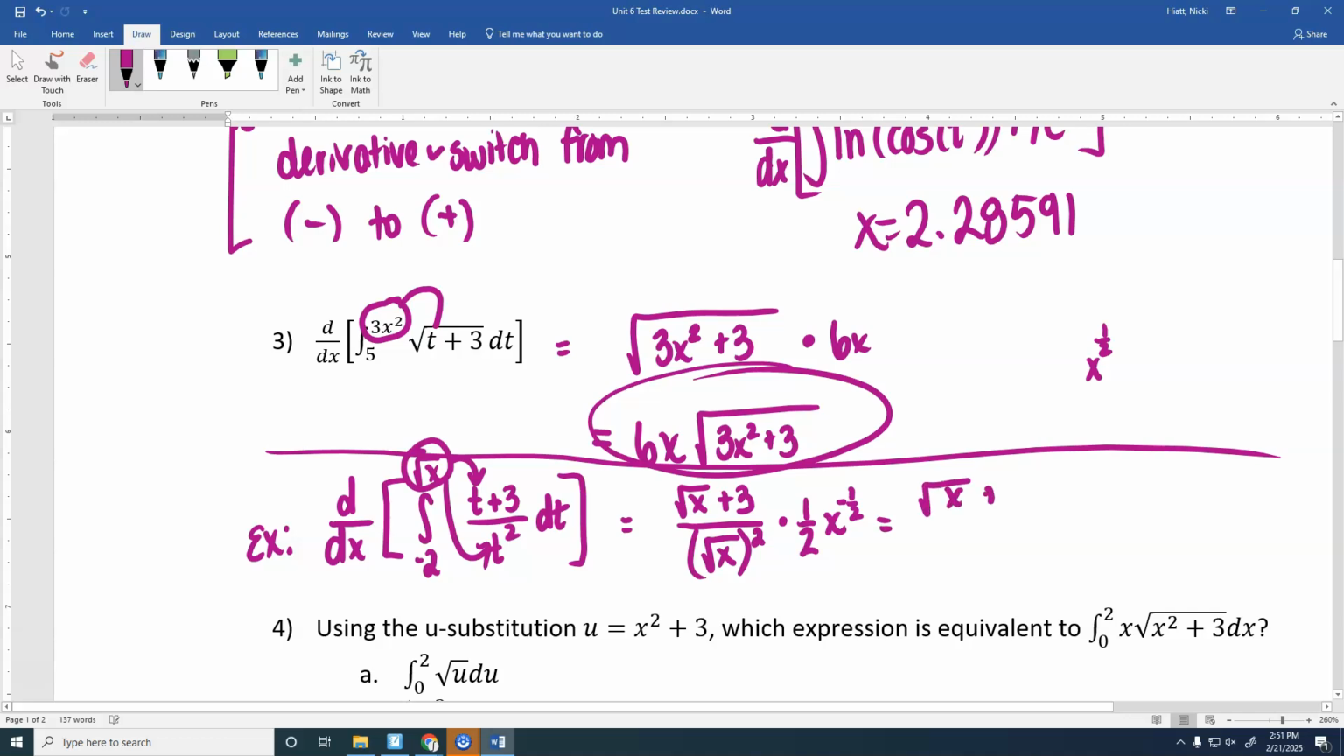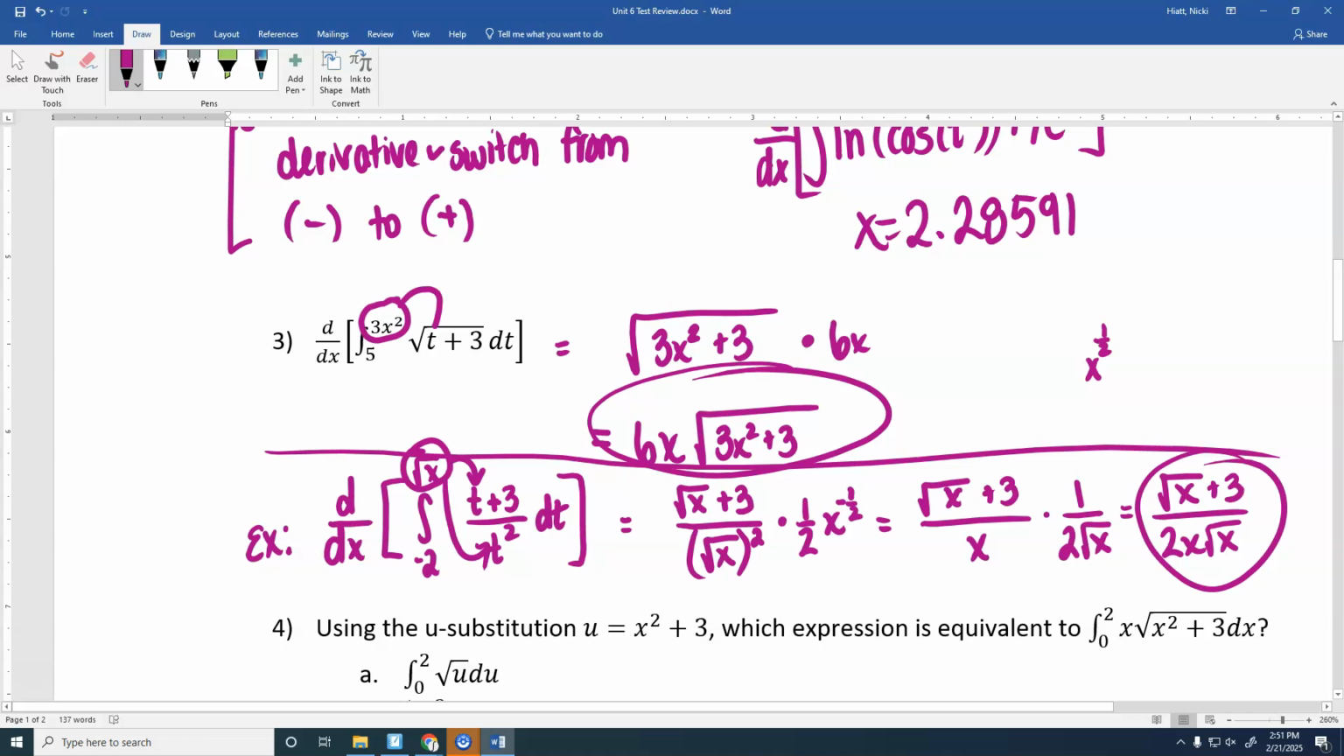That's square root of x plus 3 over just x times, they'll probably make this 1 over 2 square root of x, like that. So they'll probably say square root of x plus 3 over, they might do 2x square root of x, they might do 2x to the 3/2 there. But this would be your answer here.